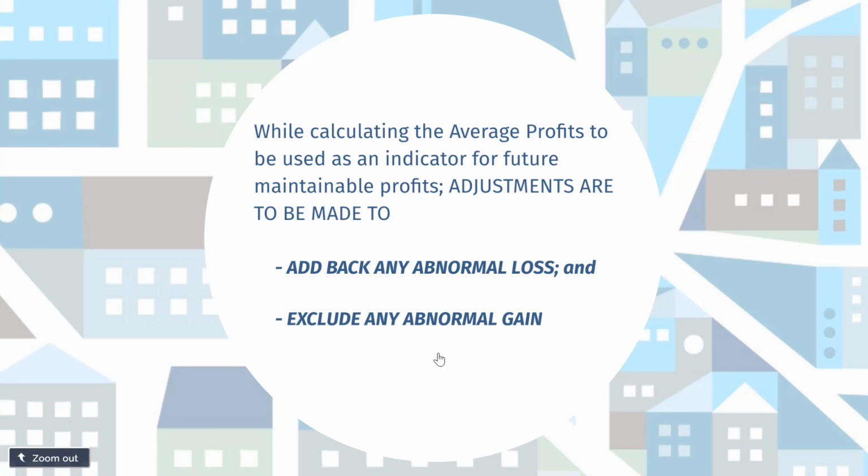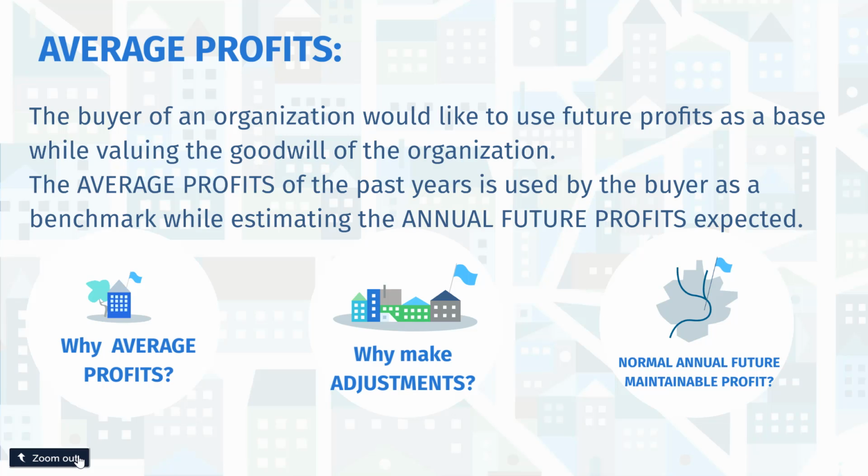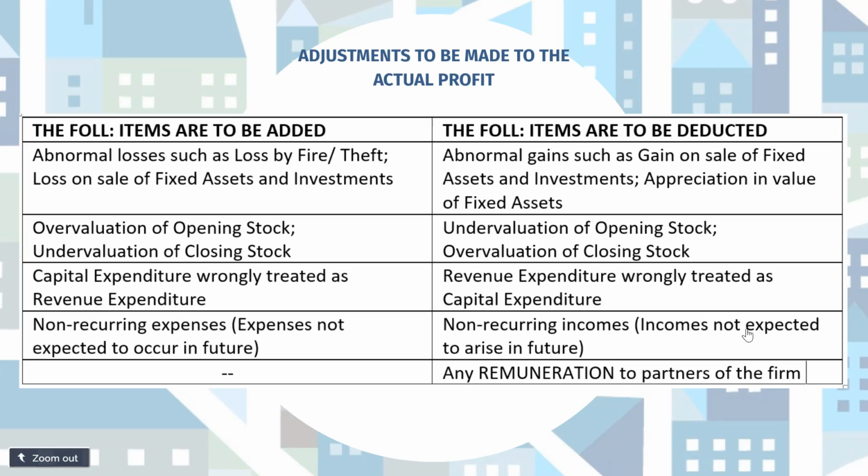This is why adjustments need to be made to the past year's average profits so that we can get the future profits. And how do we arrive at the normal annual future maintainable profit? We'll begin with the things that need to be added back. All abnormal losses need to be added back. Examples: loss by fire or theft, loss on sale of fixed assets and investments.